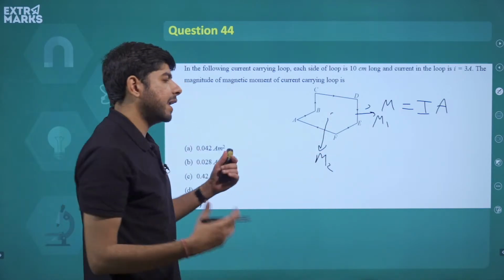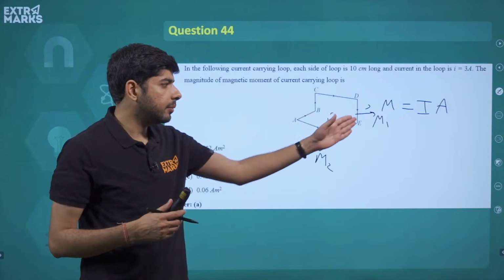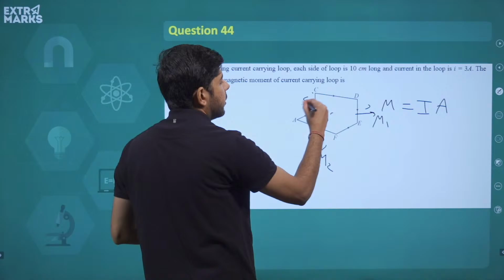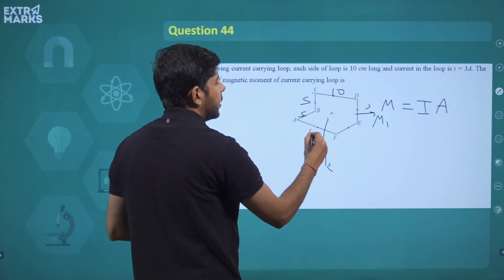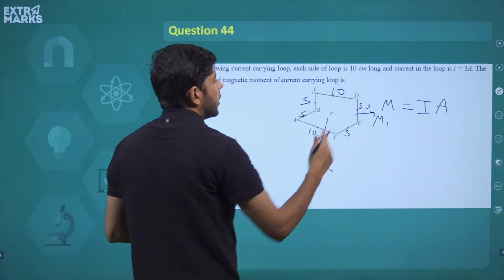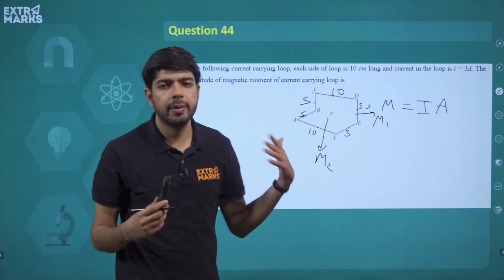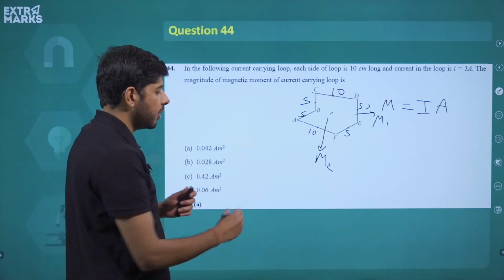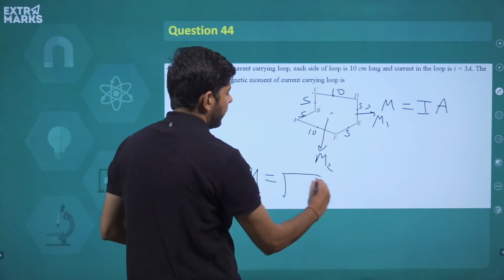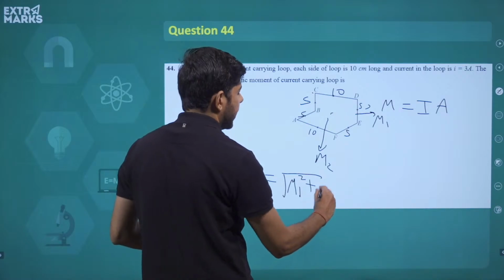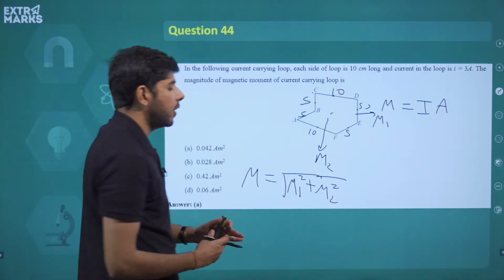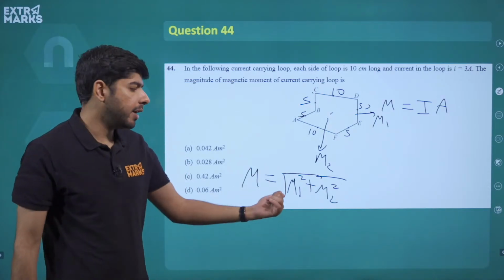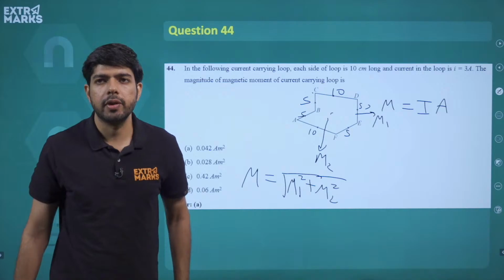Okay, the magnitude is same because I into A, I is same, area is same. What is area? Length into breadth, 5 into 10. This is 5, this is 10, this is 5, 10, 5, 5. So the area is 5 into 10, of course centimeter we will convert into meter. I is given, find M1, M2. What is going to be the resultant? Under root of M1 square plus M2 square, because they are perpendicular. So to find the resultant, we have to use the resultant vector formula. M1, M2 both are same in magnitude. Find one and then basically multiply by under root 2.